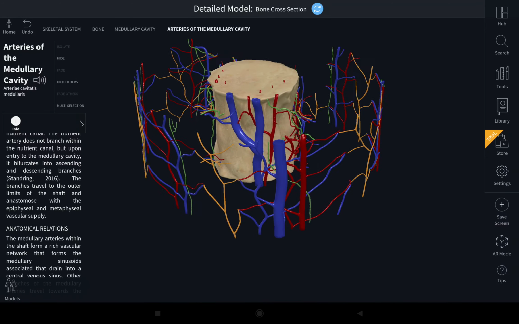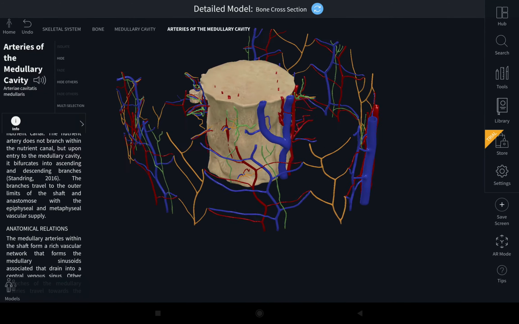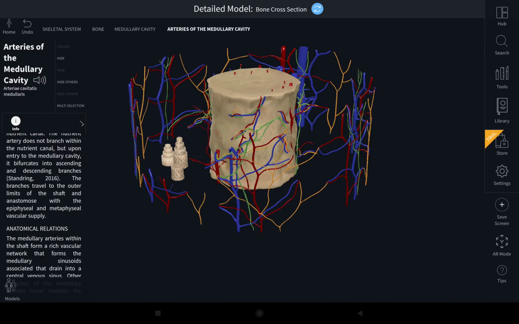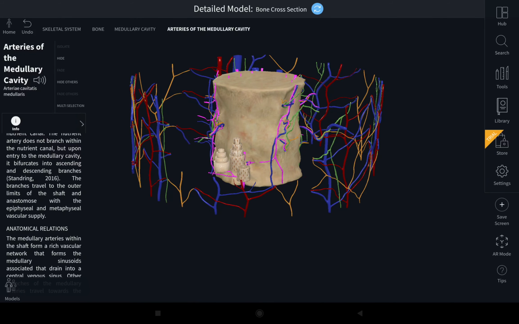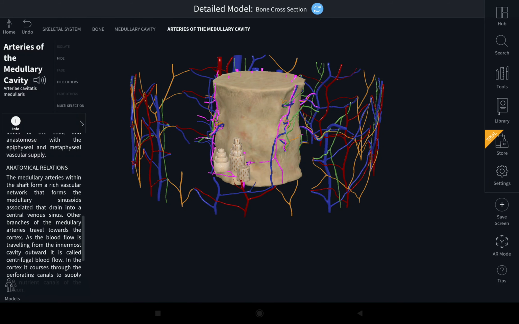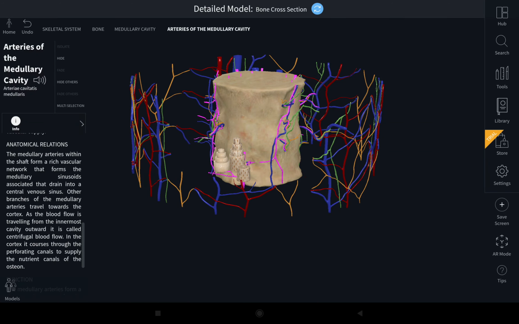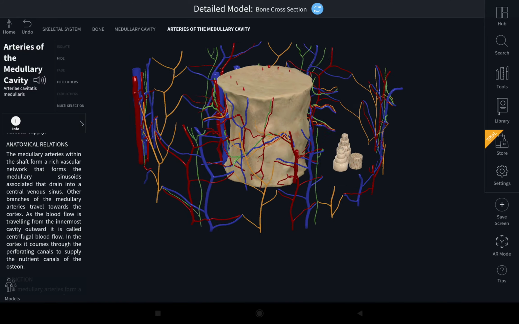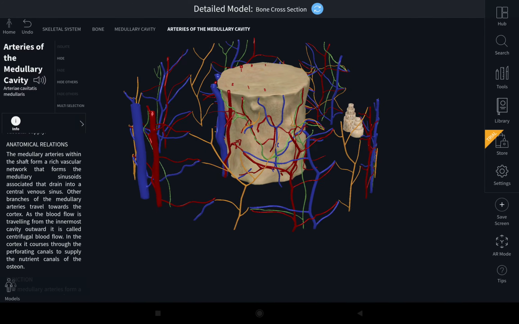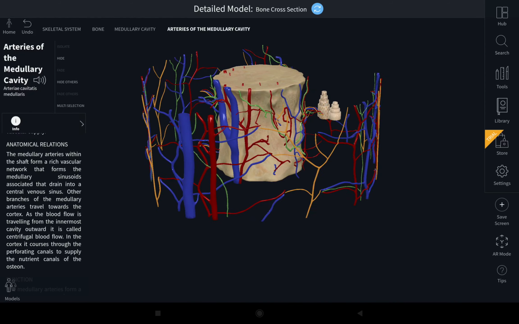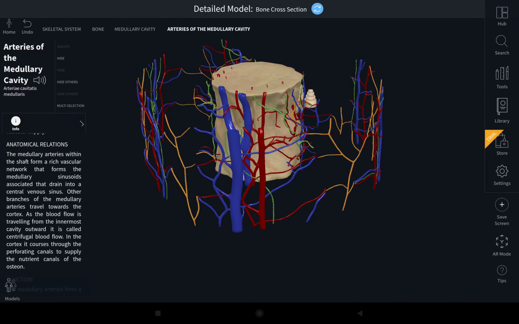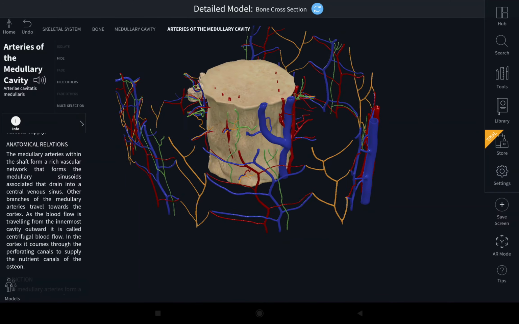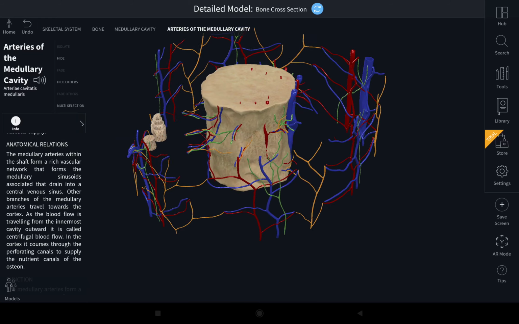Anatomical relations. The medullary arteries within the shaft form a rich vascular network that forms the medullary sinusoids, which drain into a central venous sinus. Outer branches of the medullary arteries travel towards the cortex, as the blood flow is traveling from the innermost cavity outward. It is called centrifugal blood flow. In the cortex, it passes through the perforating canals to supply the nutrient canals of the osteon.